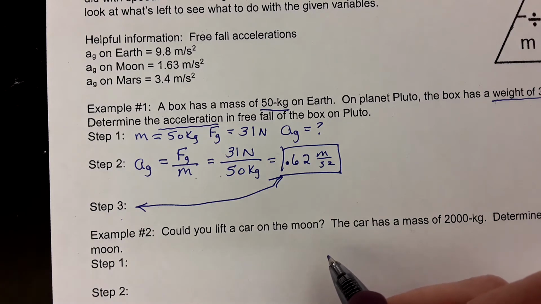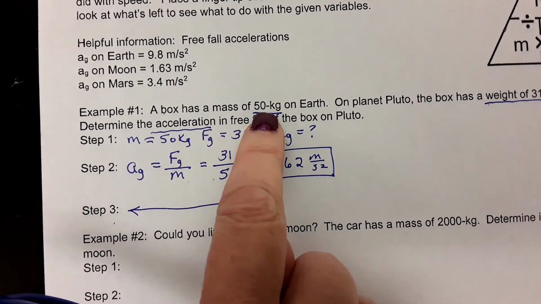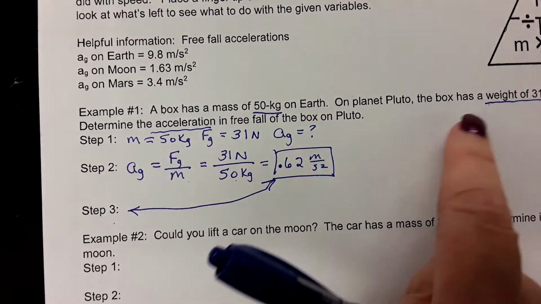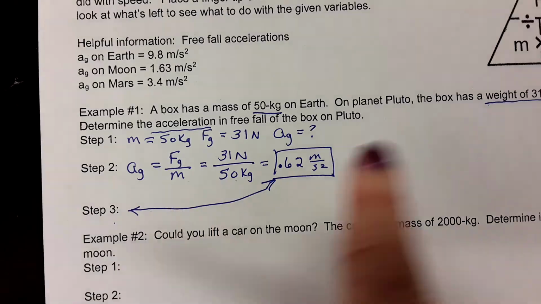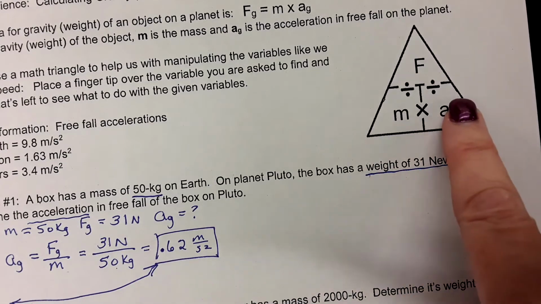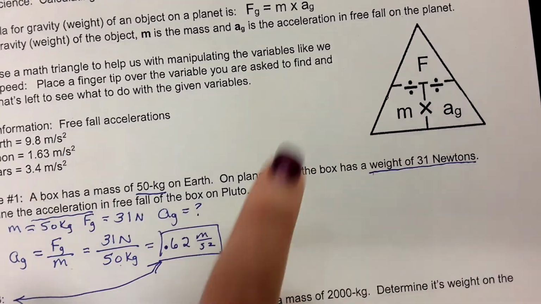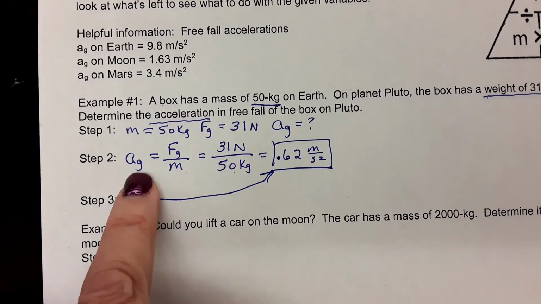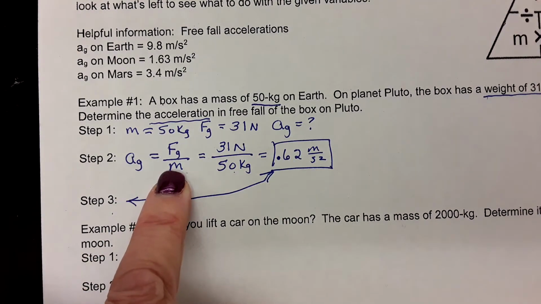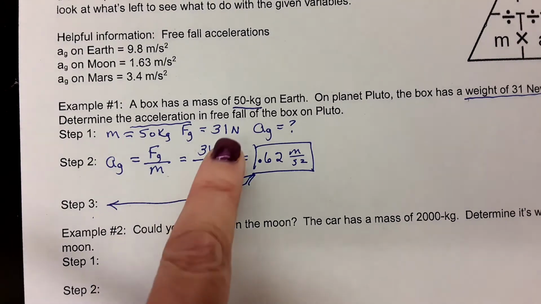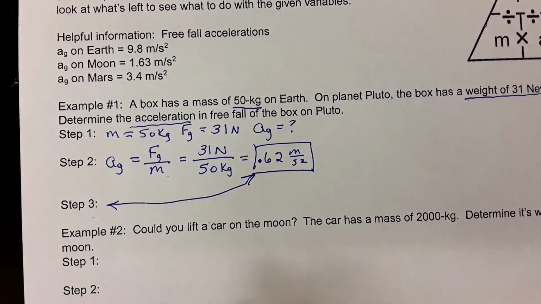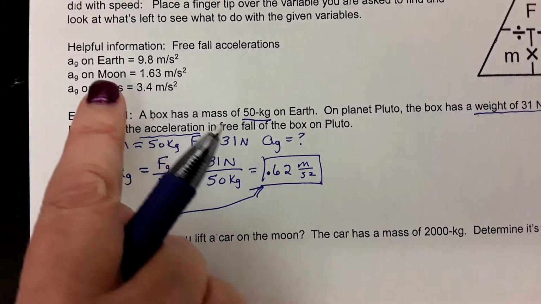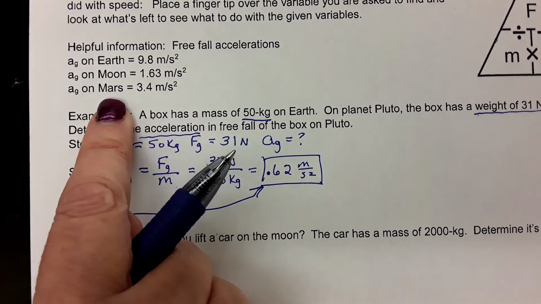So that wasn't so hard, is it? You identify what you know first and identify what you're trying to find, and then determine what you're going to write down for the formula. You start with what you're trying to find and then use the triangle to see what you're going to do mathematically. Then you plug in the numbers and then you write the answer with the correct units. Notice, by the way, I did give you some helpful information.